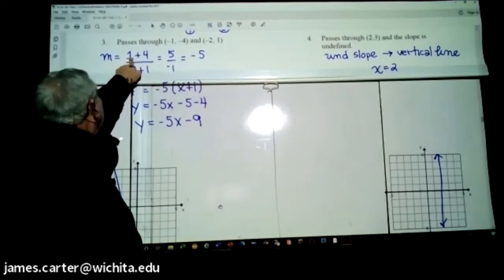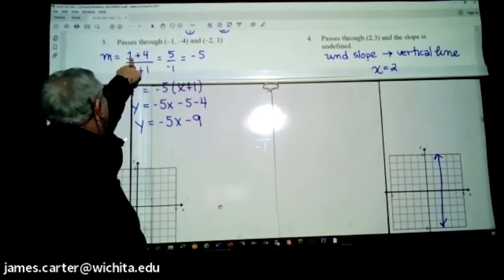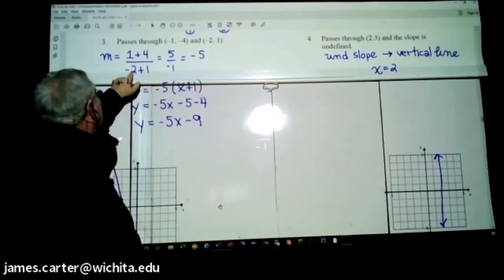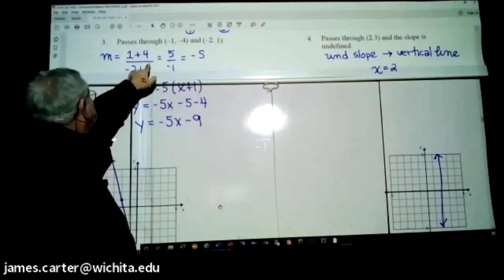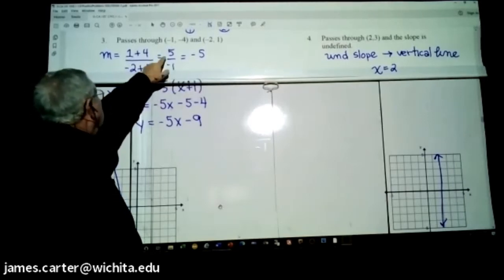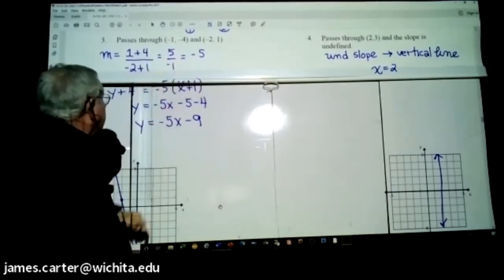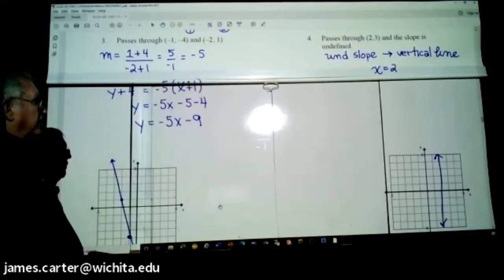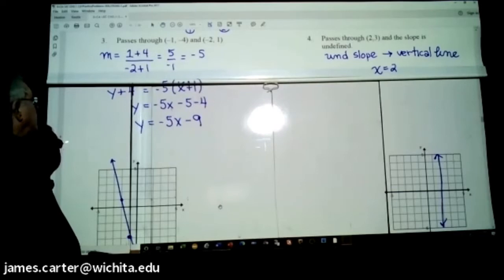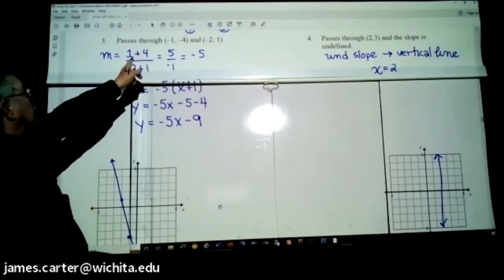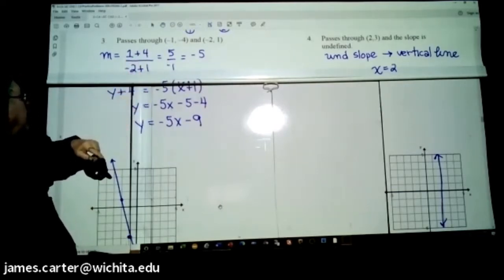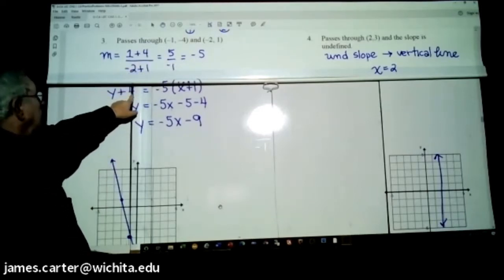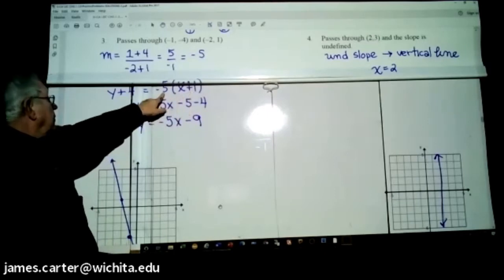So y2 minus -4, and -2 minus -1 gives us 5 over -1, gives us the slope of -5. So we know that the graph has to go downhill and fairly steeply. Now we pick either one of those 2 points. It doesn't matter which one.